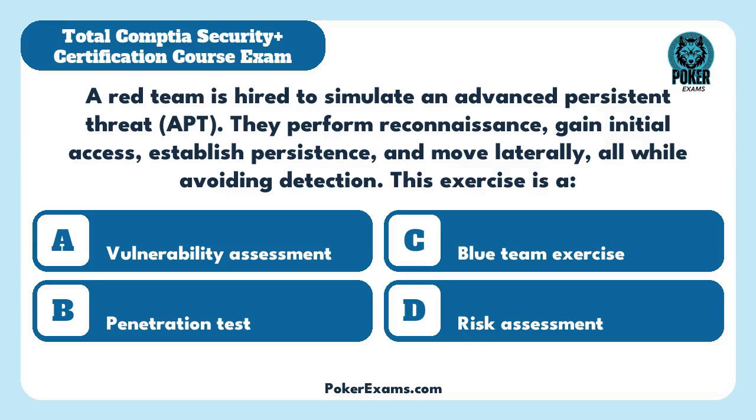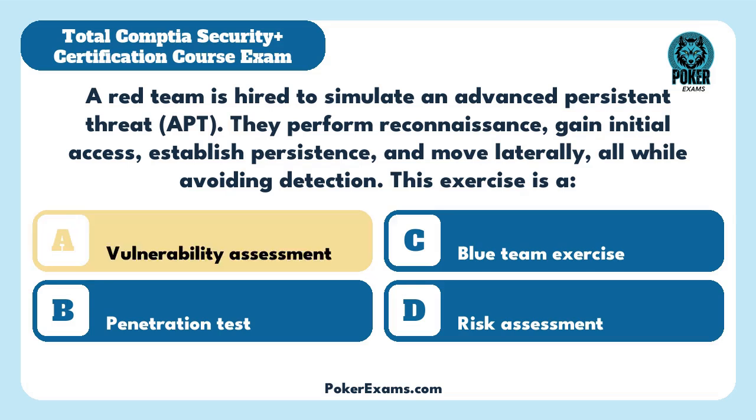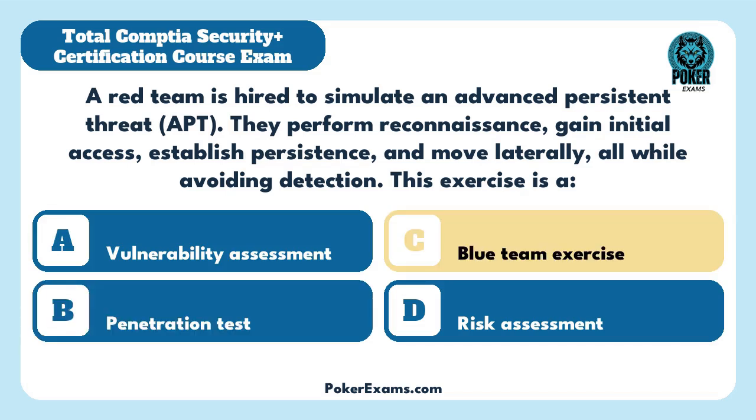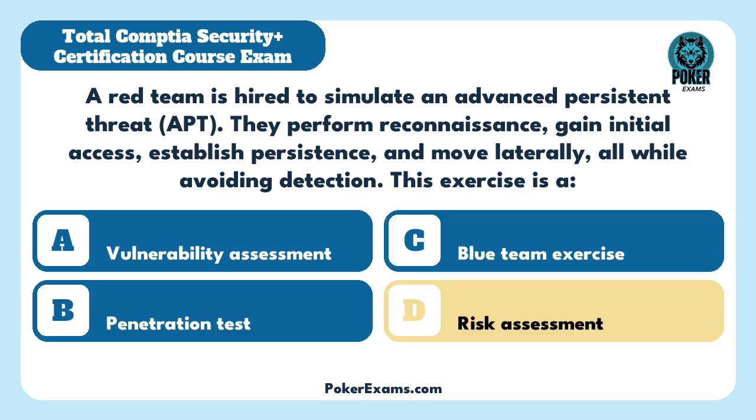Question 1. A red team is hired to simulate an advanced persistent threat, APT. They perform reconnaissance, gain initial access, establish persistence, and move laterally, all while avoiding detection. This exercise is: A. Vulnerability assessment? B. Penetration test? C. Blue team exercise? D. Risk assessment?